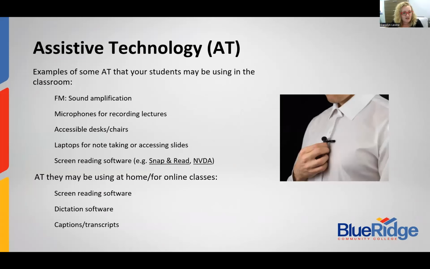Some assistive technology that some of your students might be using. They might be using FM systems for sound amplification, recording lectures, using microphones. Most students are going to use their laptops or their phones. Screen readers. If you've ever had a student that had to read aloud as an accommodation for testing, this is what we're talking about. We don't actually have a person read the test aloud. We have them use a screen reader. The college has Snap and Read. And then there's another one that I like to use called NVDA. Both are free. Both are good options. It really just depends on the student and what they're comfortable with.